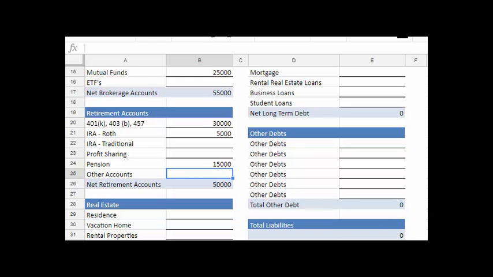Next up is your real estate. So we're looking at your personal home, a vacation home, any rental properties that you may own. Don't worry about the loan values. That's on the other side of the page. And if you don't know the exact amount, just give yourself a good guess. And remember, it's always better to guess low than it is to guess high.